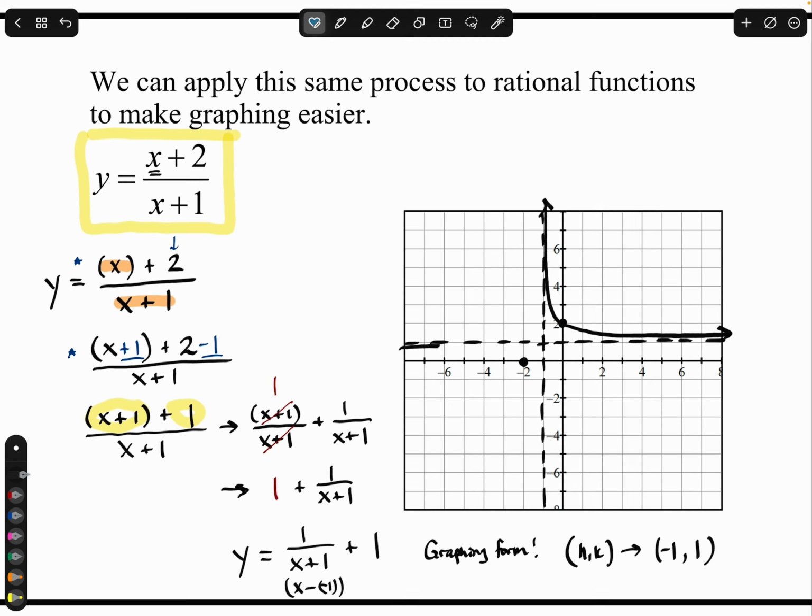And then we'll do the same thing over here. Run right along our asymptote, hit it, and go down. And if you're not sure if those points are right, you can always double check. You've got the point (0, 2).